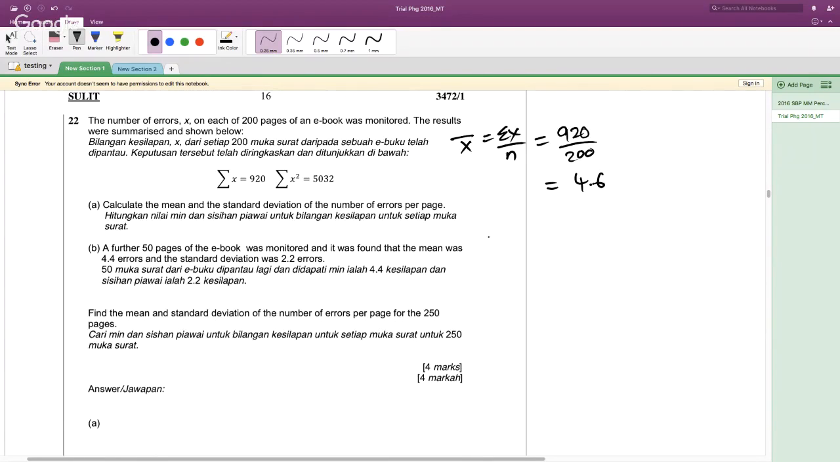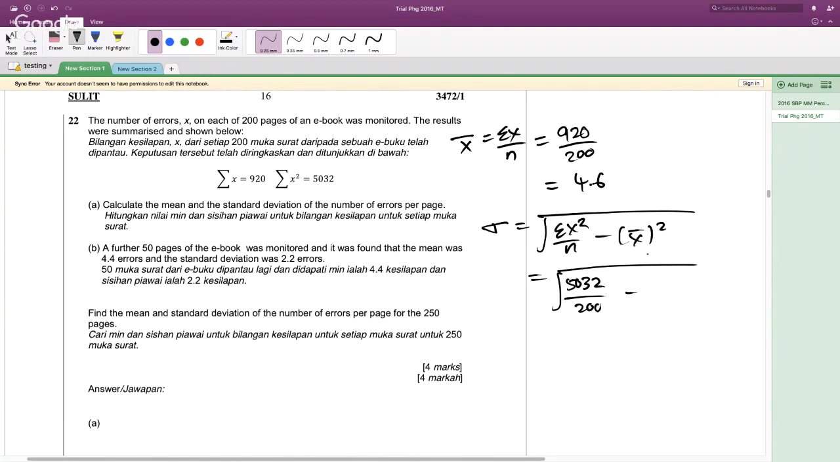This is my mean. And then they ask me about standard deviation. The standard deviation formula is the square root of sum of X squared over N minus mean squared. My sum of X squared is given as 5032, N is given as 200, and the mean I just found is 4.6, squared. So it's 5032 over 200 minus 4.6 squared. Then I square root my answer, and I should get 2.